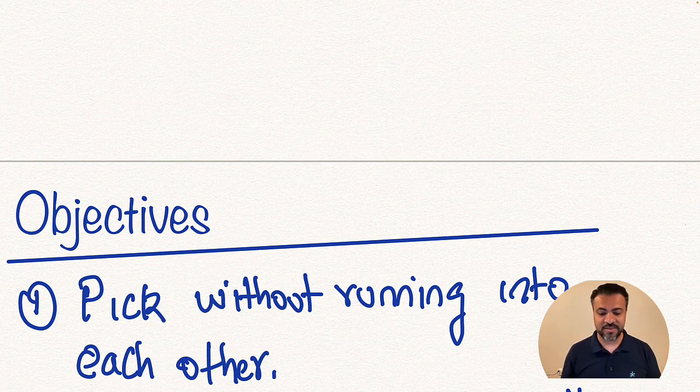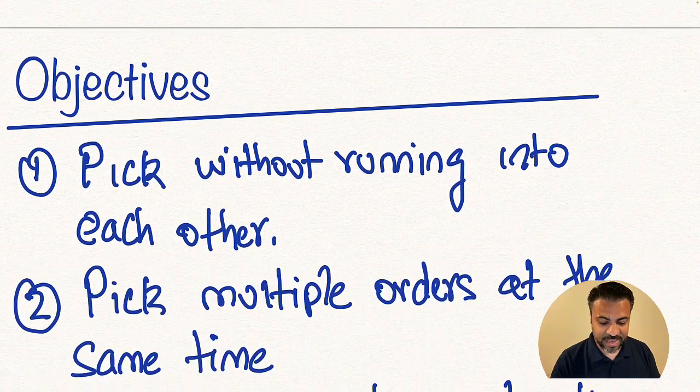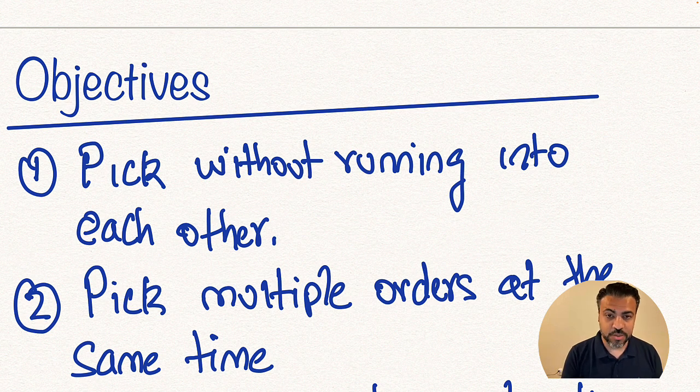That's the first objective. The second is that you want to be able to pick multiple orders at the same time. So what you don't want to do is take a look at your orders that have come in, look at the first order, go to the warehouse, grab the items for that first order, pack it, ship it, then move to the second order, run back into the warehouse, grab the items for that second order, come back, pack it, ship it, and repeat that process. That is literally the most inefficient way of doing pick and pack.